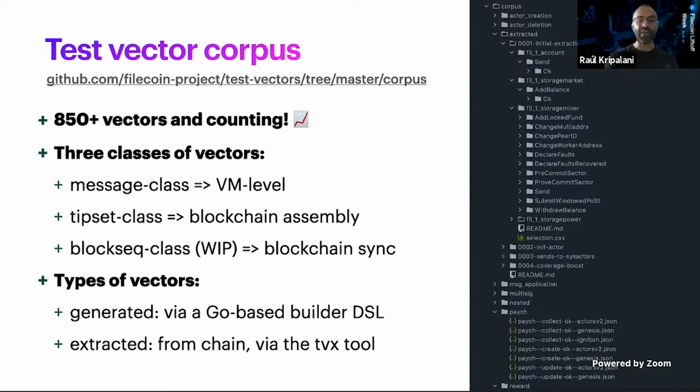As I said earlier, vectors are never typed in manually, and you probably saw why in the previous slide. They are generated or extracted. We can generate vectors with scripts; we have built a Go-based builder DSL that makes this super easy. Or we can reap them off real networks. If we find messages or tipsets in mainnet or other testnets that we want to capture in a test vector because they trigger an interesting functionality or an edge case, we have tooling to do that. I'm going to demo how it works in a few minutes.